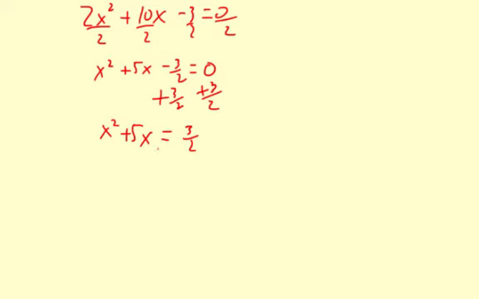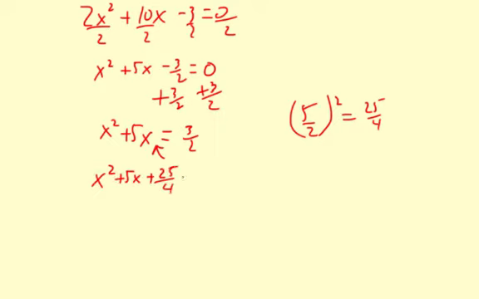So now we need to figure out the number that goes here. What you do is you take this 5, divide it by 2, and then square it. So that equals 5 squared divided by 2 squared, or 25 divided by 4. Okay, now we're going to have some fun. So x squared plus 5x plus 25 fourths equals 3 halves plus 25 fourths.